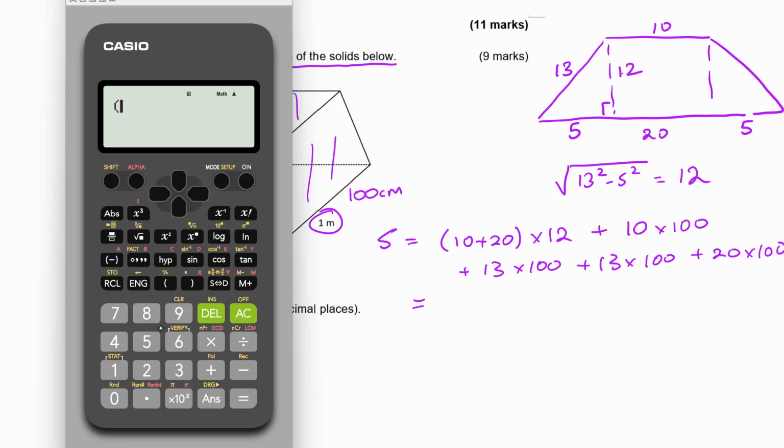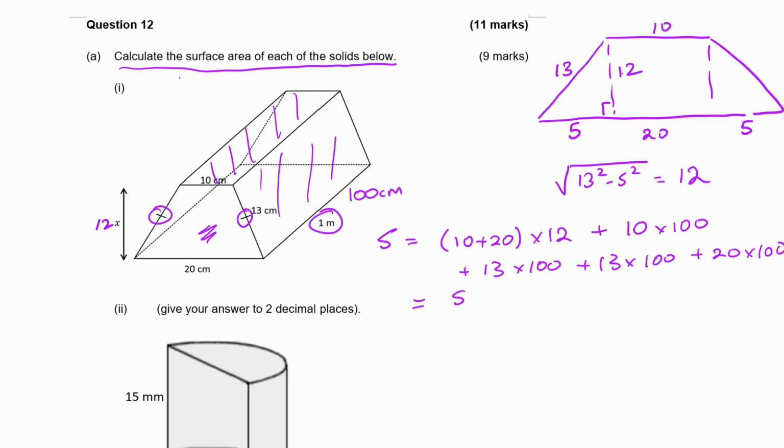So we have 10 add 20 times 12, add 10 times 100, add 13 times 100, and we've got 2 of those, add 20 times 100, and that gives me 5960 square centimeters.